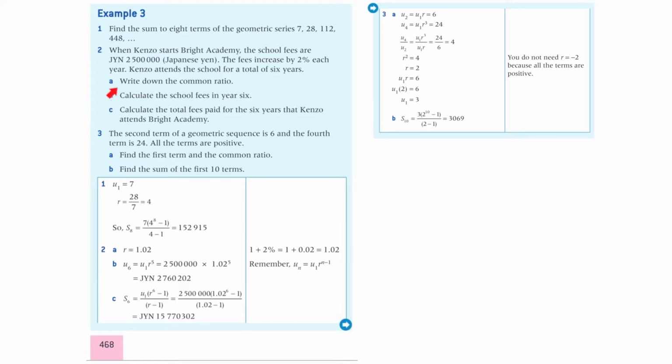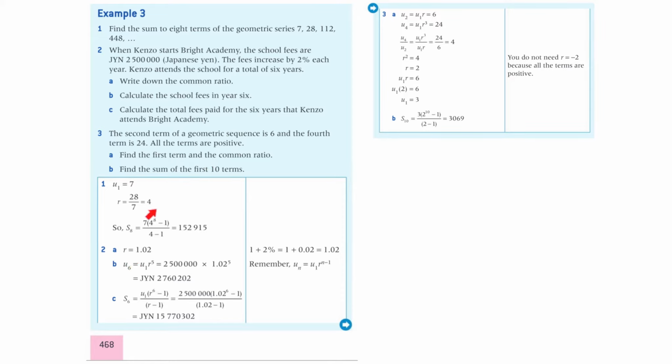Okay, let's have a look at 2. When Kenzo starts Bright Academy, the school fees are Japanese yen 2,500,000. The fees increase by 2% each year. Kenzo attends the school for a total of 6 years. So if there's an increase, that means this number, every year it's going to get larger by 2%. And as we've seen before, you can't just use 2 over 100 because the number would get smaller. You've got to use 1 plus 2%. And that's going to be our R. So in this case, it's going to be 1.02.